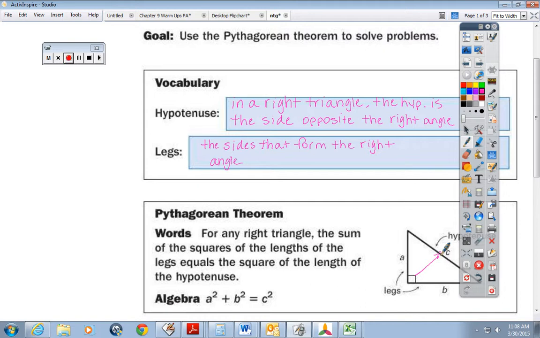So here's the Pythagorean Theorem. Here's how you do the whole lesson. And some of you may have heard this before. I think we kind of talked about it last year. A squared plus B squared equals C squared.